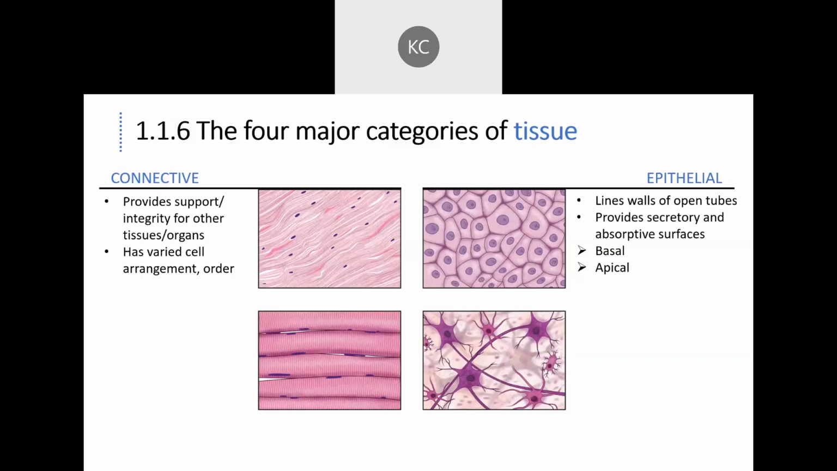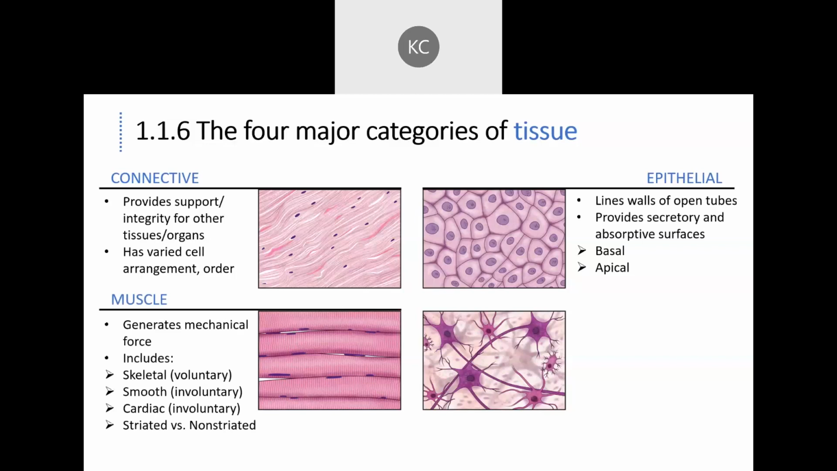Okay. Next we have our muscle tissue. We have three different types of muscle tissue that can be differentiated based on their general characteristics: the way in which they contract, whether it's voluntary or involuntary, and whether or not they're what's called striated or non-striated. We'll look at these, and we'll have a whole lecture specifically on muscle. We'll look at skeletal and maybe a little bit of smooth, and then in AP2, when you get to the cardiovascular system, you'll talk about the cardiac muscle tissue.